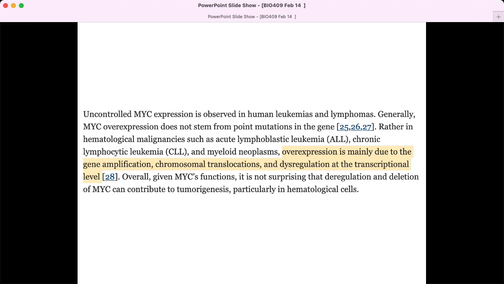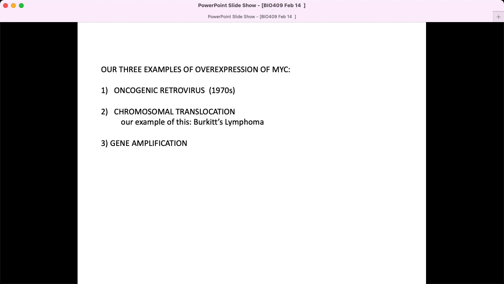So then, when you say overexpression, that means regulation of the transcription, the regulatory region. Okay? So here are 3 examples of that happening to MYC in cancer. The first one is that they found it in oncogenic retroviruses. And I mentioned before that the MYC in the retrovirus is normal, but it's near the virus gene regulatory regions.